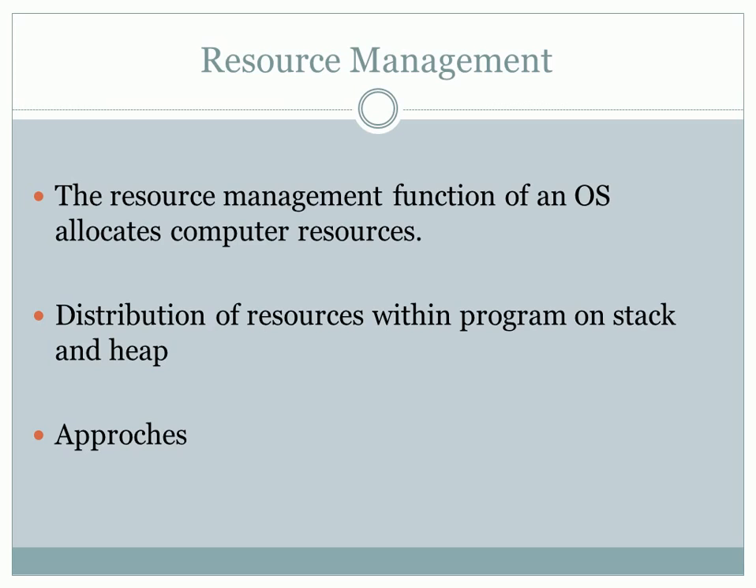The distribution of the resources within the program on stack and heap is managed by the operating system's resource management. Then there are different approaches. The first one is the unwind approach. The most common approach to resource management across languages is to use unwind protection, which is called when the execution exceeds the scope. It is used mostly in popular languages like Java, Python, and Ruby.